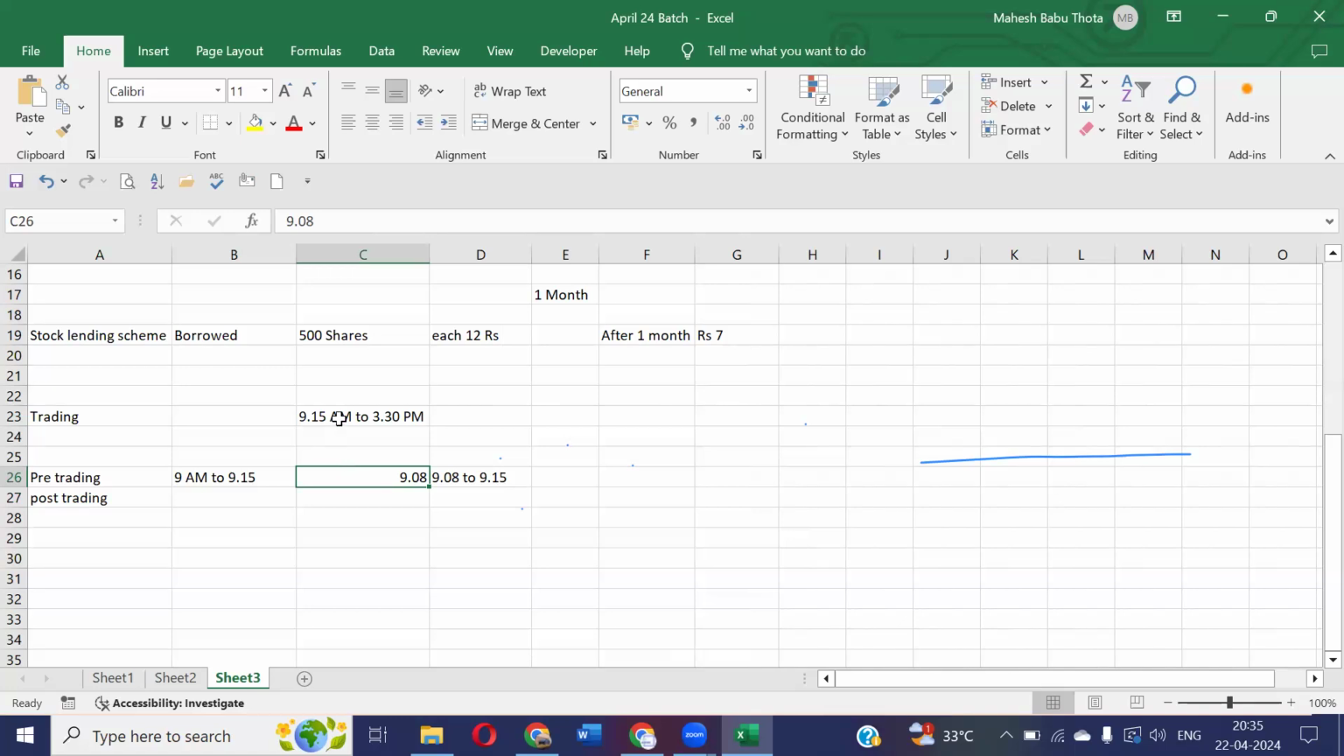The regular trading will start from 9:15 and continue till 3:30. Again, after 3:30 we have a post trading session. Why do we have this post trading session? A pre-trading session means we are opening the market even before the regular market starts, right? Then what is this post trading session?